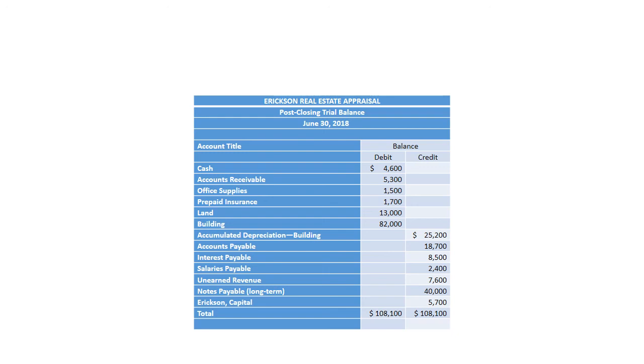So once again, Erickson Capital is at a credit balance of $5,700. Add up your debit column, add up your credit column, make sure that they equal. If they equal, you're ready to start the next accounting year.